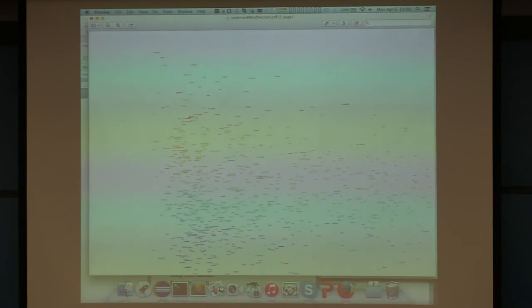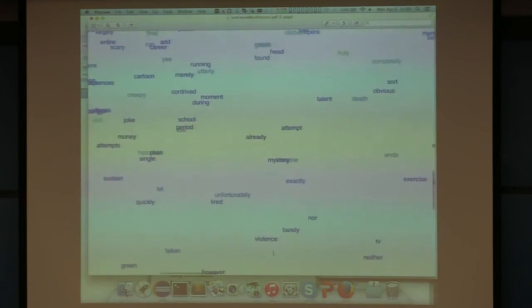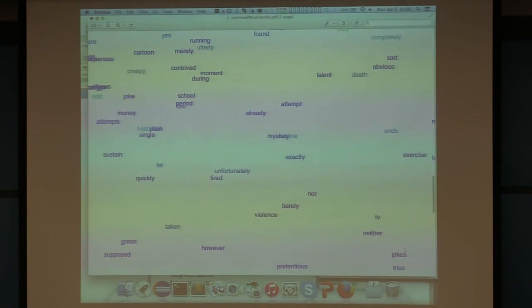If we now wanted to classify similar words, we would run into trouble, right? Because here we have something like TV, which is most obviously a noun phrase. We would end up being very close to neither, or jokes, or tries, or pretentious. This one is an adjective, this is a noun, this is a verb. So training on the sentiment subtask changed the entire semantics of this word vector space.